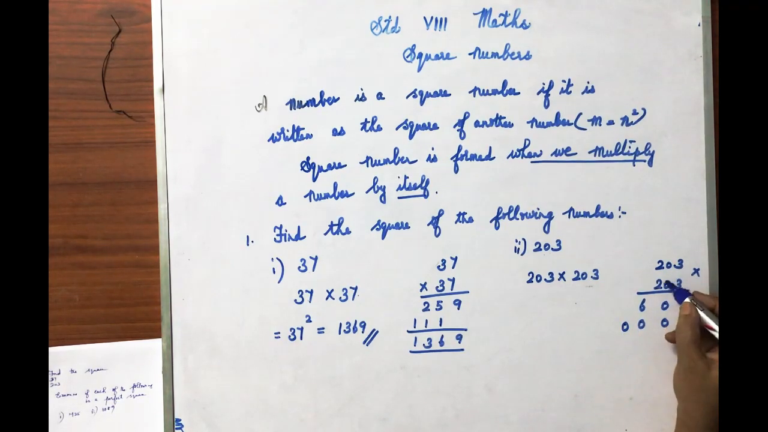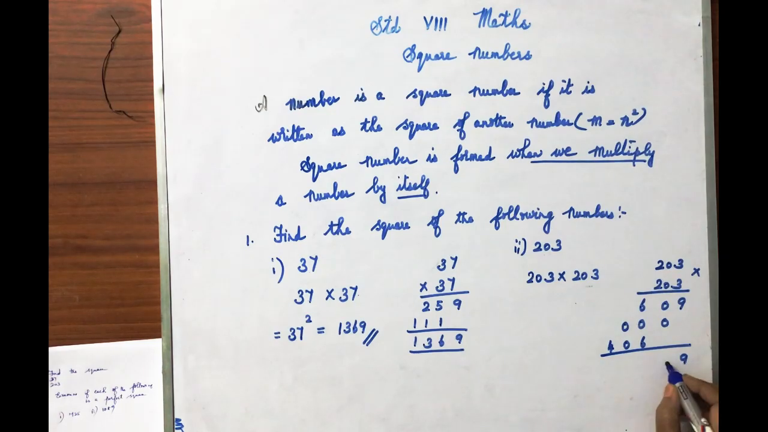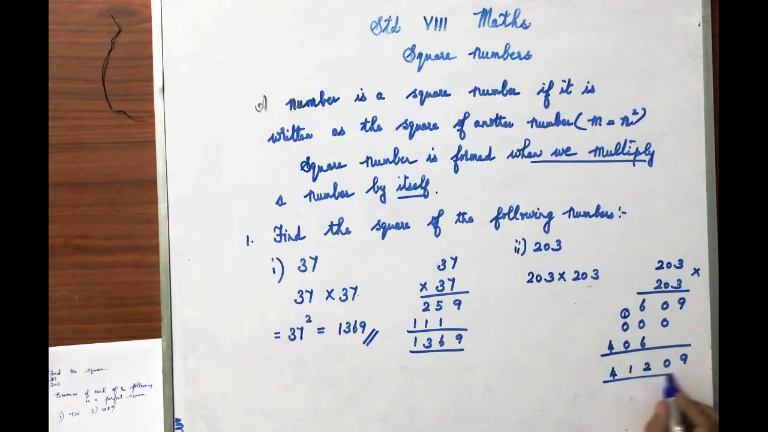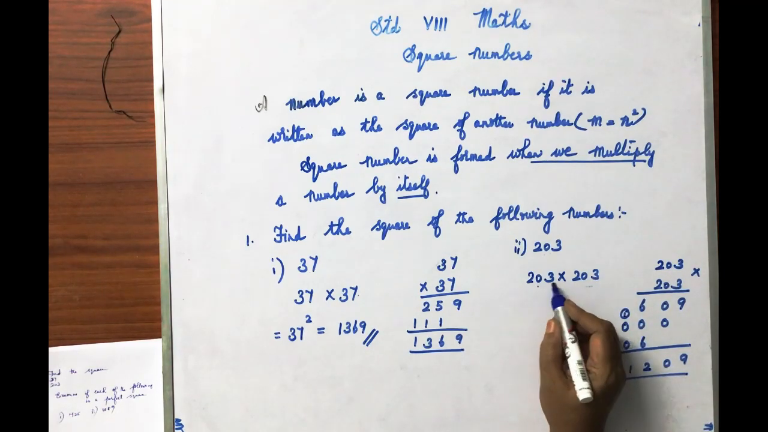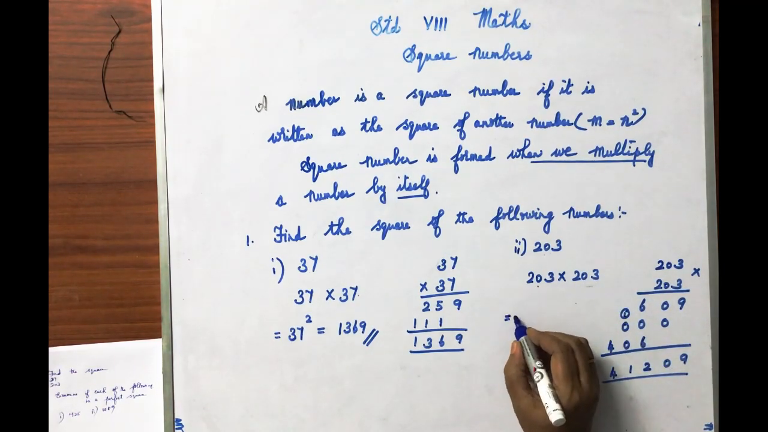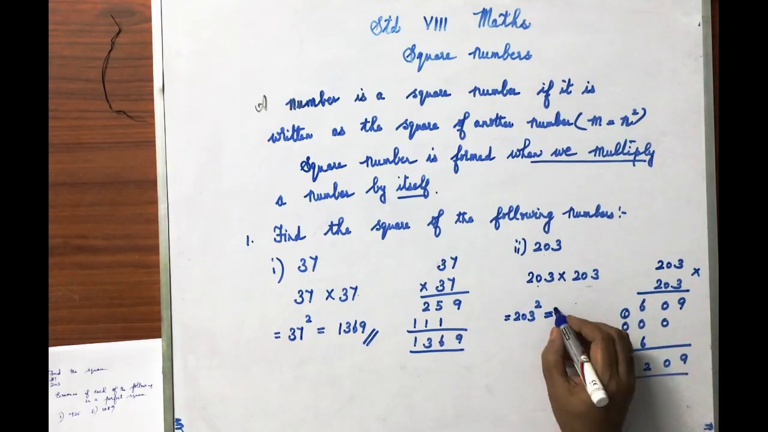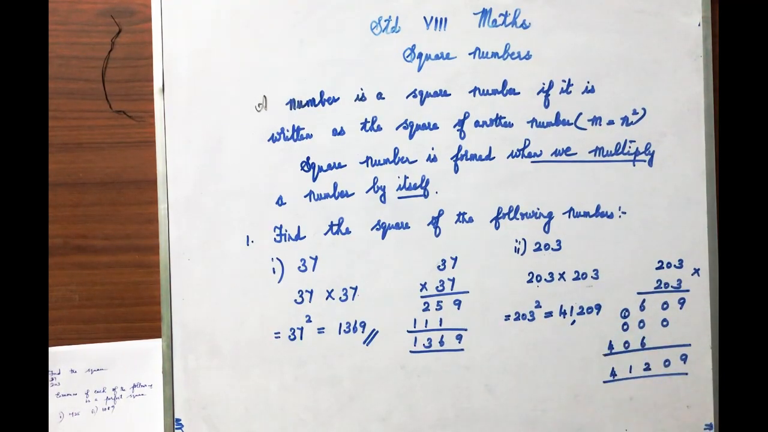Now, multiply by 2 table. 3 2s are 6, 0 into 2 is 0, 2 2s are 4. Now we should add, so 9, 0, 6 plus 6, 12, here 1 and here 4. So this 203 into 203, the same number written 2 times, can be written as 203 squared is equal to 41,209. Now we shall do the next sum.